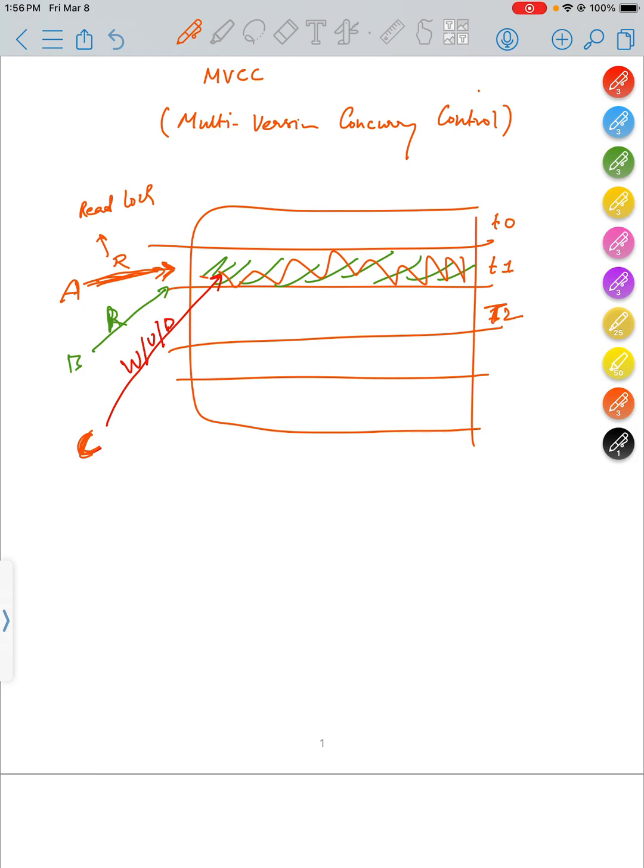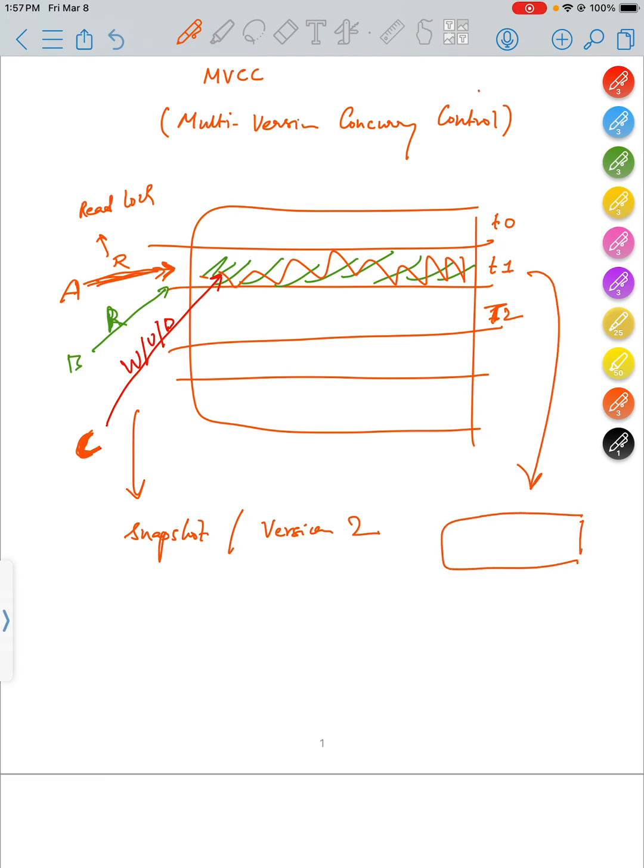Now what MVCC does is, if someone A is reading it and B is reading it, so both are fine. But if C starts to write it, then it has to create a new snapshot, or in layman's terms you can call versions. So you can create a version 2, you go and write in this version 2 everything C writes, while A and B work on version 1. And then once this writing is done, whenever it's completed, it goes back and updates it after that.